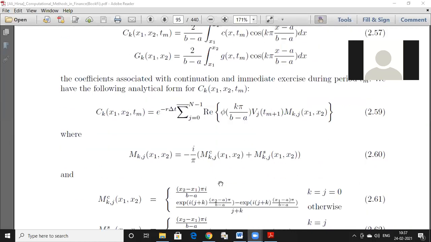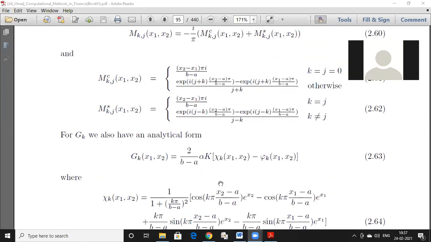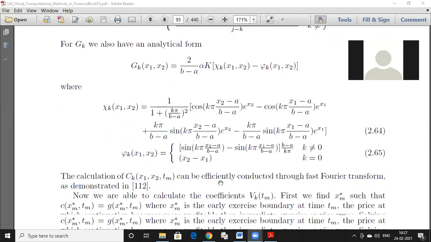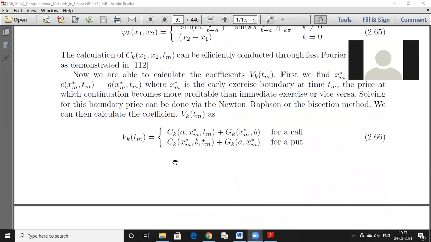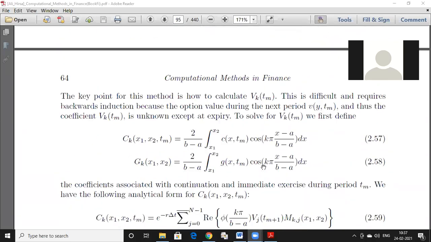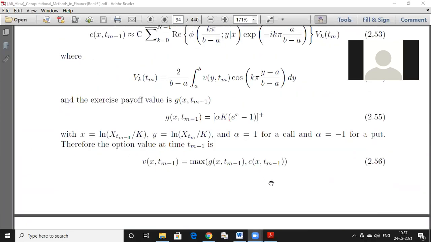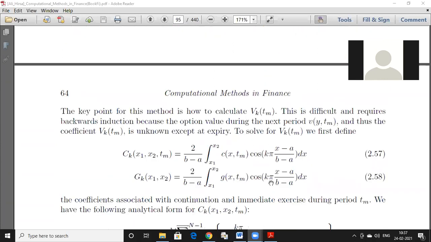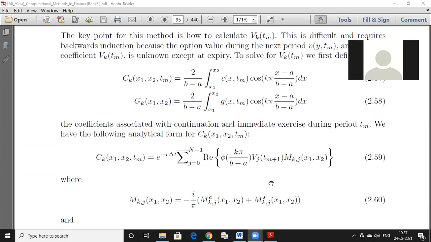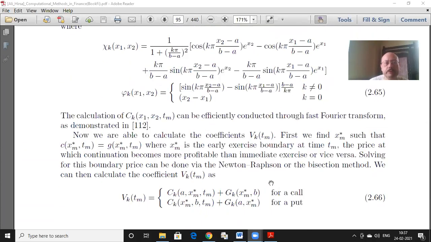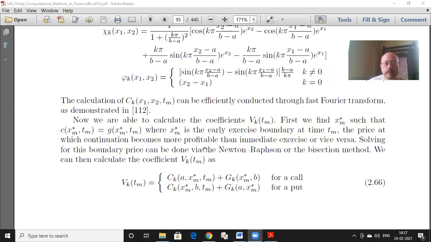If you just go below. So these are our calculations. Now we are able to calculate the coefficients BK at TM. First we find XM star. So why is this XM star coming? I'm not sure. Because we are solving this by equating both these coefficients. So this is essentially the boundary. XM star is the boundary.